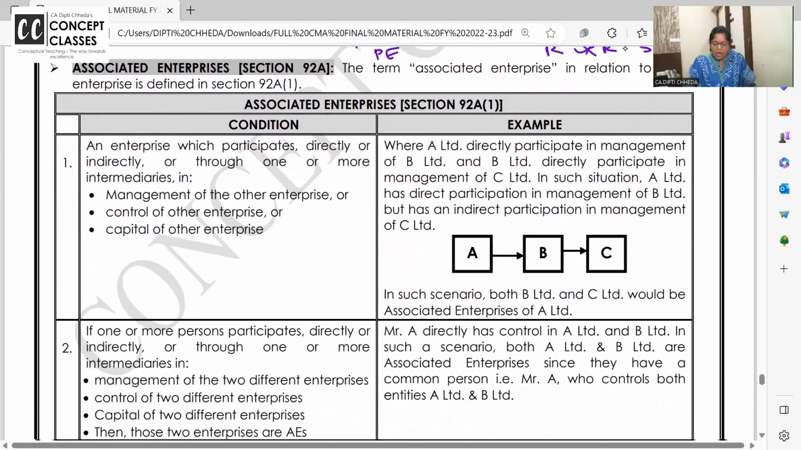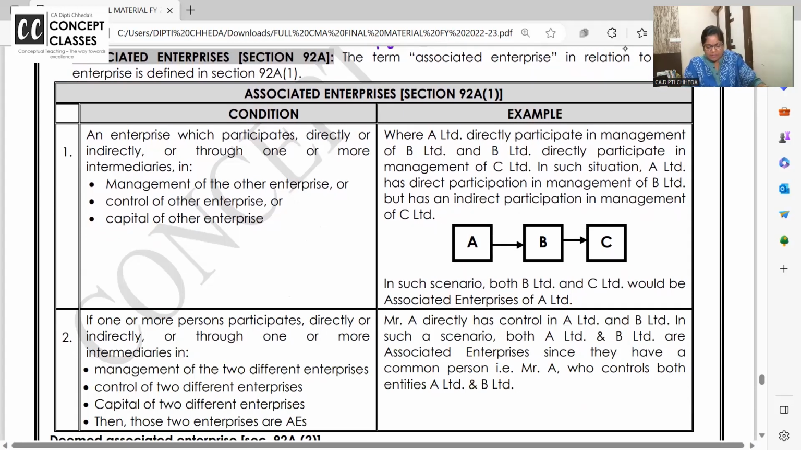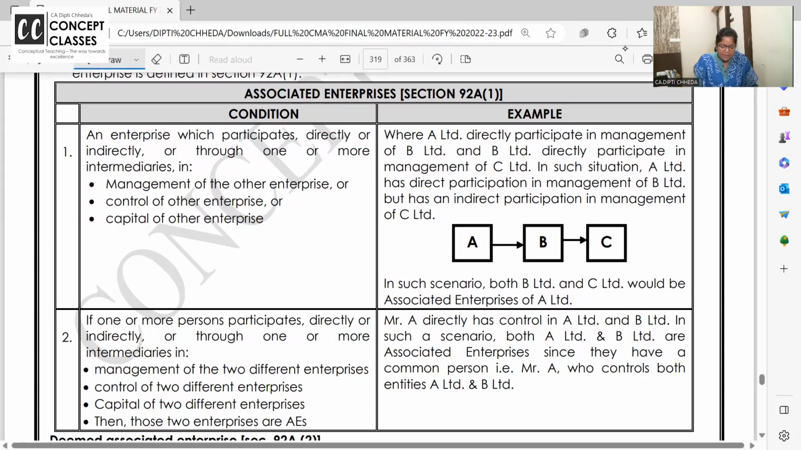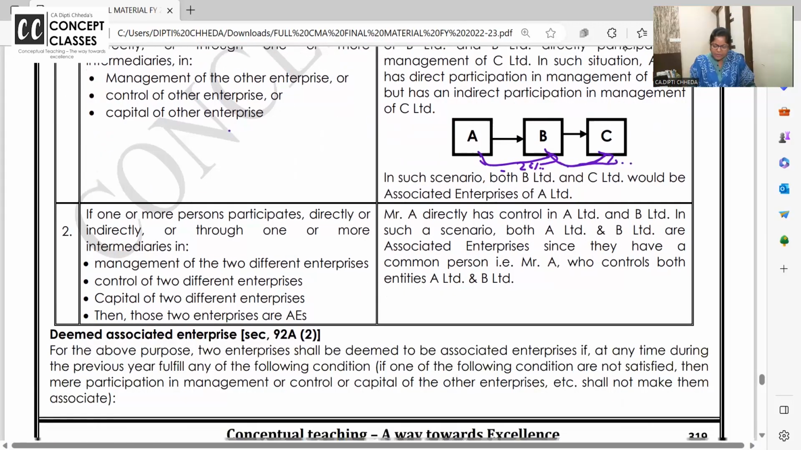Okay, right. Now we know that transactions between associate enterprises should be at arm's length. So there are 13 different cases wherein two companies or entities are related or associate enterprises. So what are they? First one, an enterprise which participates directly or through one or more intermediaries. Like A is participating in B, A is holding more than 26% share in B, and B is holding more than 26% in C. So indirectly A is connected with C also. So they are associate enterprises.